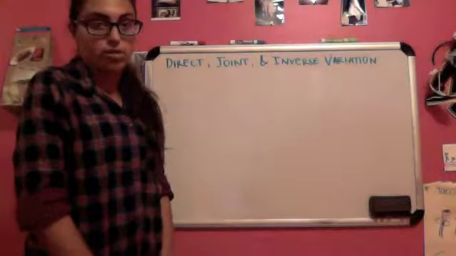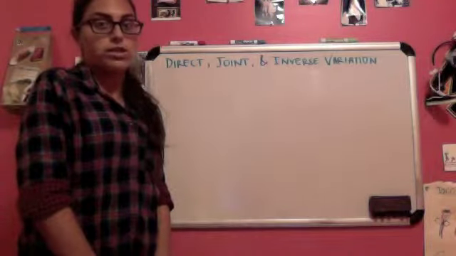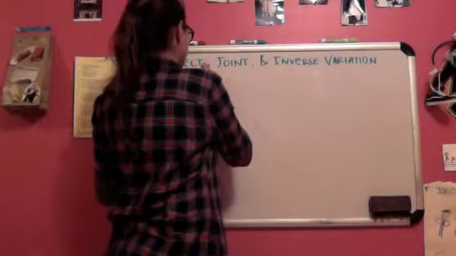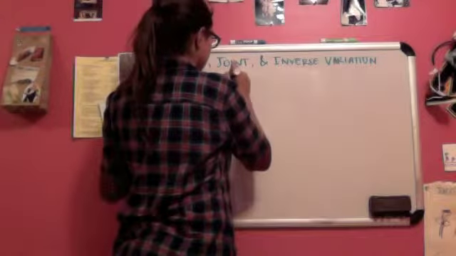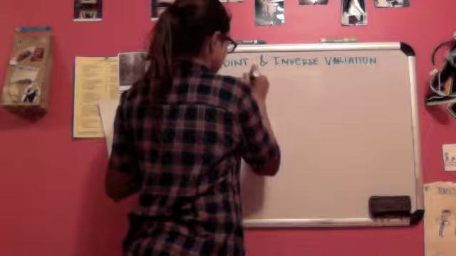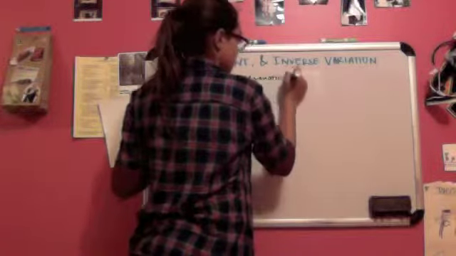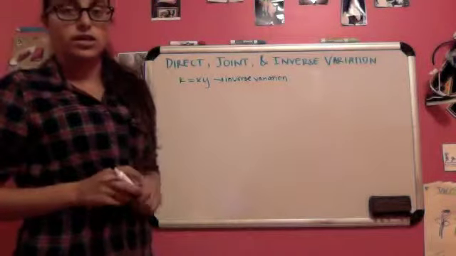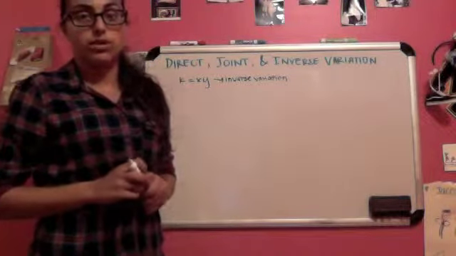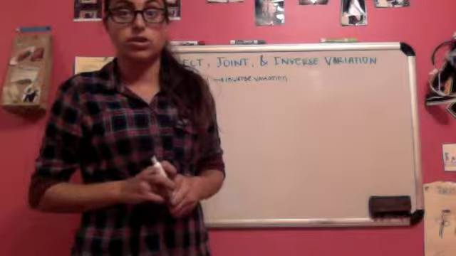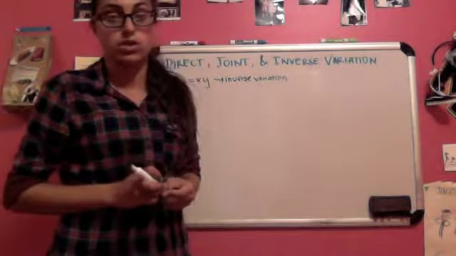The last type of problem is inverse variation, and the equation for that is k equals xy. Inverse variation is the relationship between two variables which can be expressed by an equation in which the product of two variables is equal to a constant.